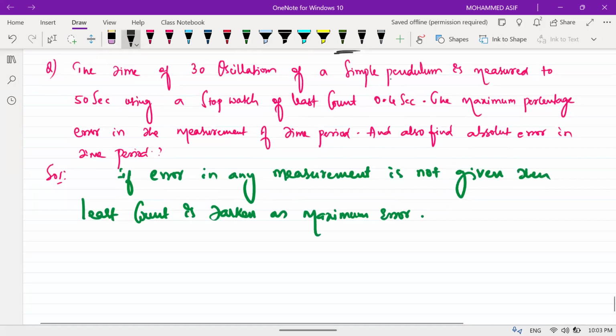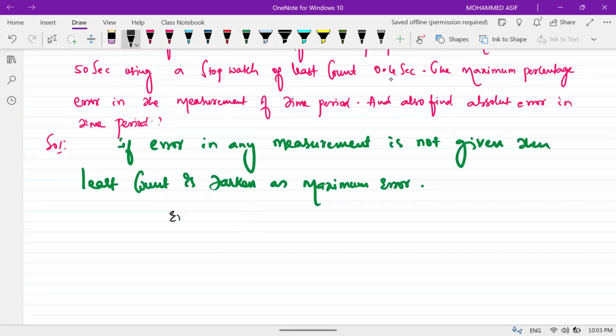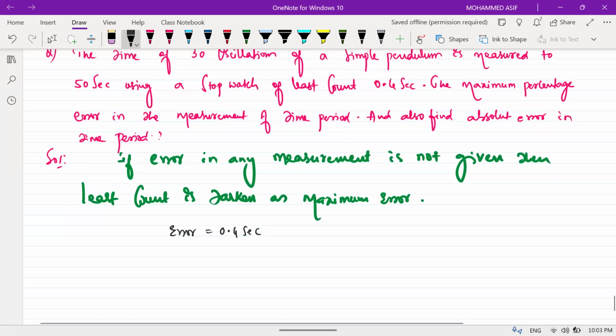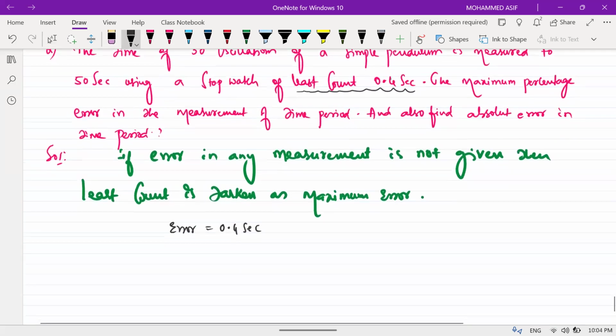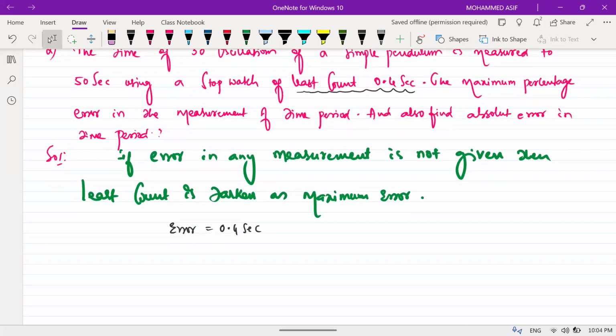Now what is the error in this one? Anyone? Error is equal to 0.4 seconds, isn't it? The stopwatch's least count is given as 0.4. The time of how many oscillations? 30 oscillations. In how much time? 50 seconds. So what will be the time period?